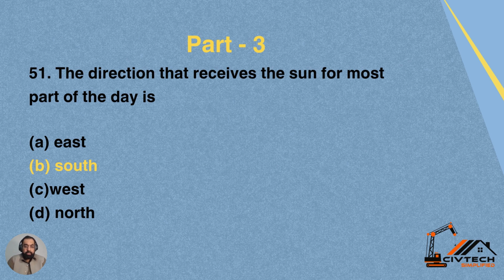The question is, the direction of the building which receives the sun for most part of the day is: A, east; B, south; C, west; D, north. So the correct option for this question is B, which is south. South is the direction which receives the maximum intensity of the light.